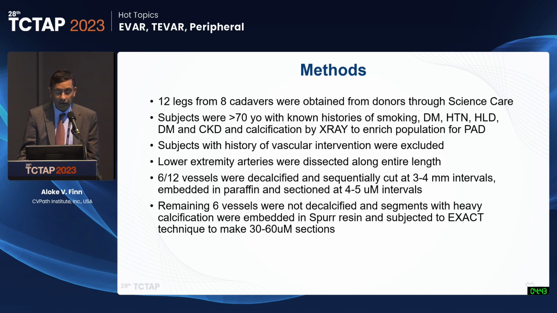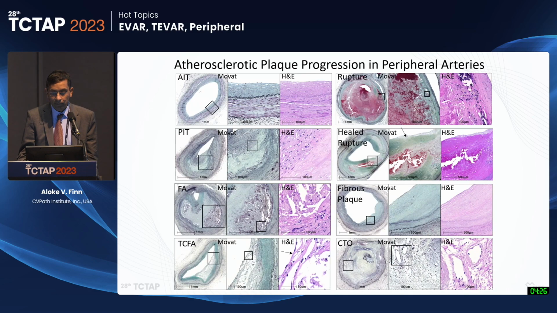We dissected the arteries along their entire length. Some of them were decalcified using paraffin sectioning to look at these arteries, and some were not decalcified, to leave the calcium intact, and we did what's called a resin embedding and thick sectioning of these arteries. You can see here the types of plaques we found.